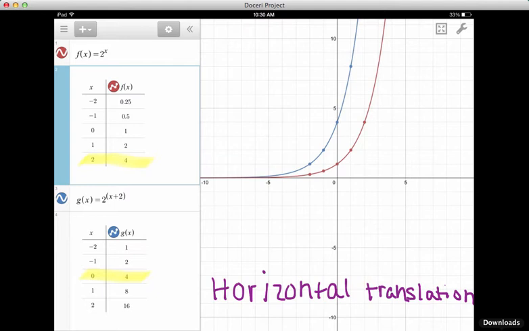Since we added 2 to the exponent, our new graph g of x shifted 2 units left from the original graph in red. Subtracting 2 would have the opposite effect on the original graph. Subtracting a constant from the exponent would shift the graph horizontally to the right. I highlighted the two ordered pairs in yellow to show the shift. Notice that our y-coordinates are the same.